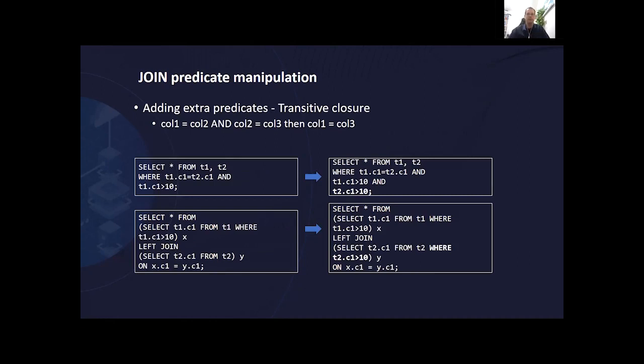DB2 can add some extra predicates. It's called transitive closure. If we have column 1 equals column 2 and column 2 equals column 3, it means that column 1 has to equal column 3, right? On the left-hand side, you can see how it can be transformed and some predicates can be added. They are highlighted in bold. Because the where clause says T1 column 1 equals column 1 in both tables, and we want column 1 in T1 greater than 10, which, by the way, means that column 1 in table 2 needs to be higher than 10.